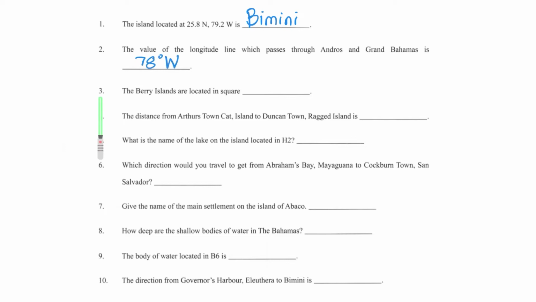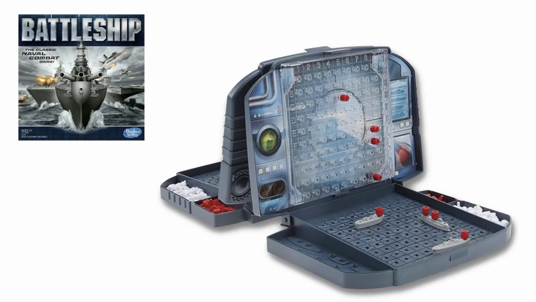The third question says the Berry Islands are located in square. So this question is asking now for the grid reference. And we are to figure out which square the Berry Islands is located. So the Berry Islands is right there, and this is the square that we have to determine the grid reference for. Now, if you've played Battleship before, you've looked at grid references or coordinates, and so you should be able to understand how grid references work.